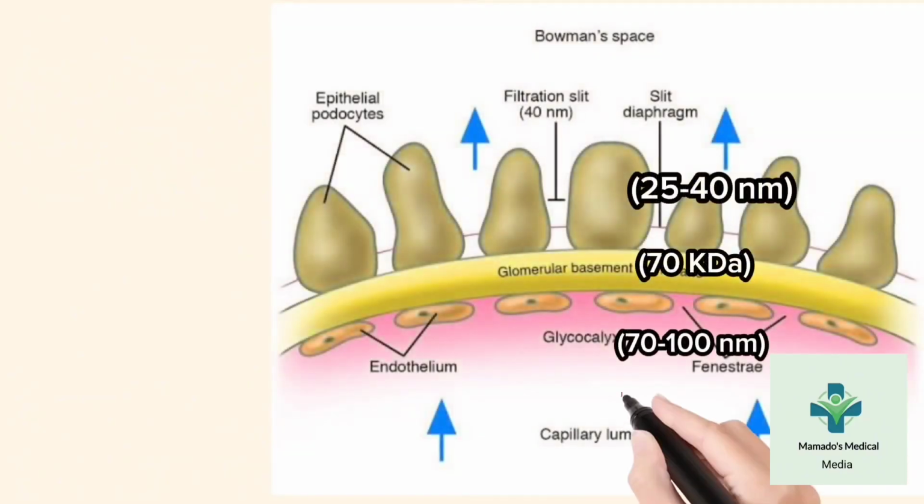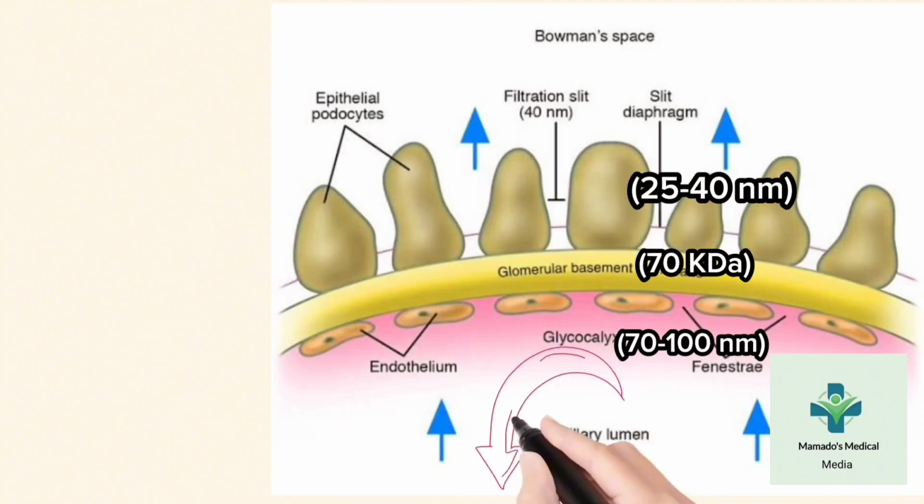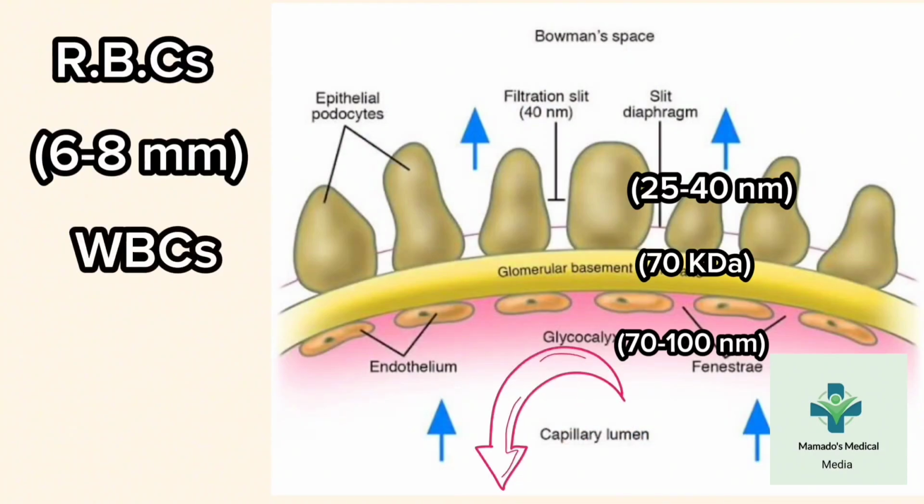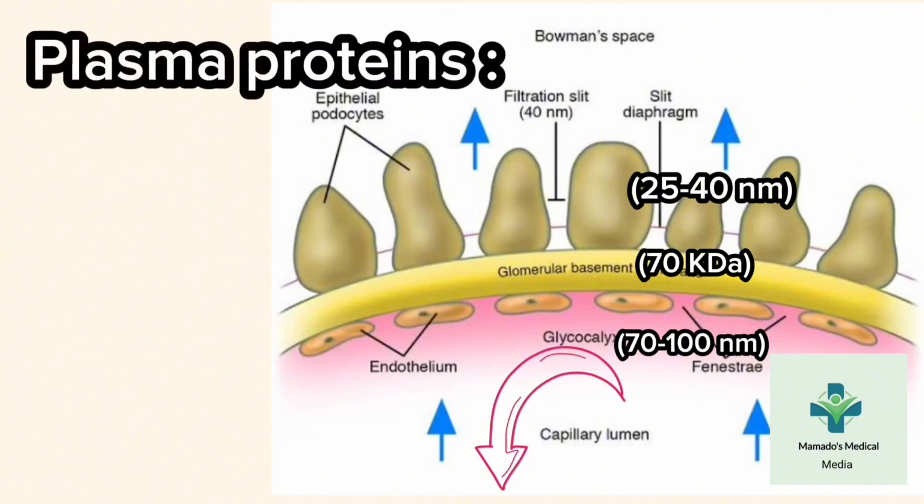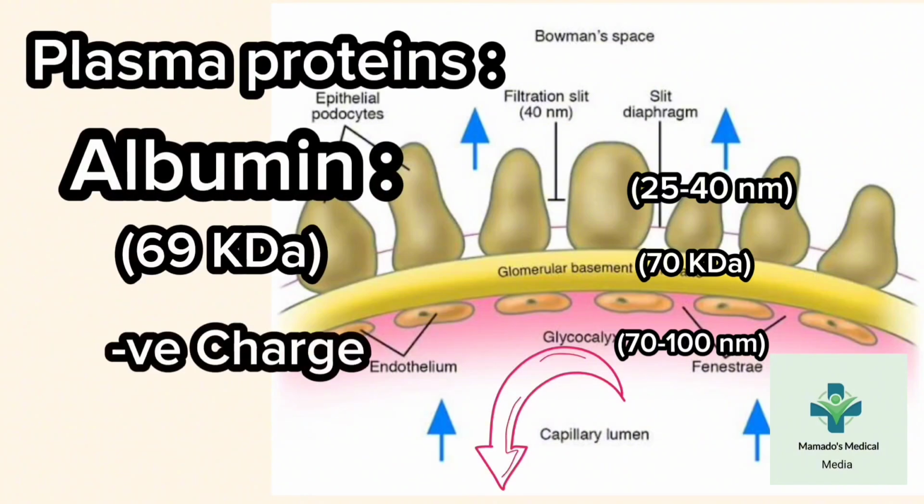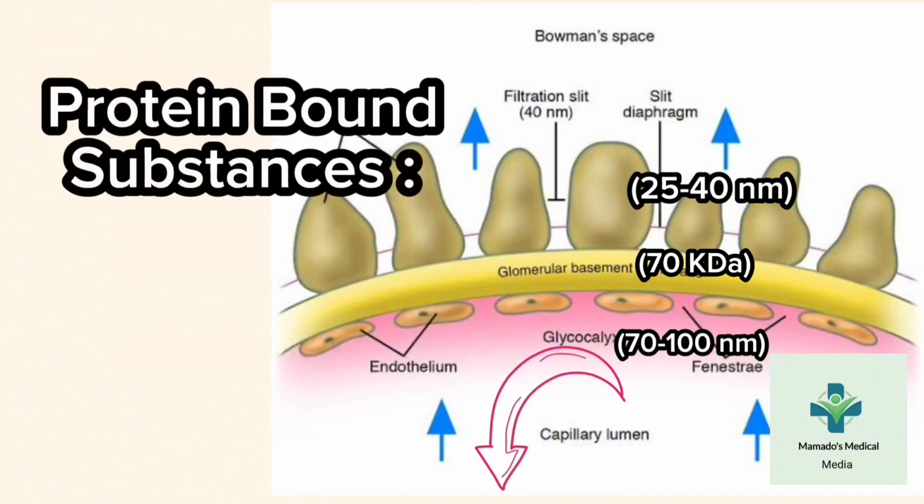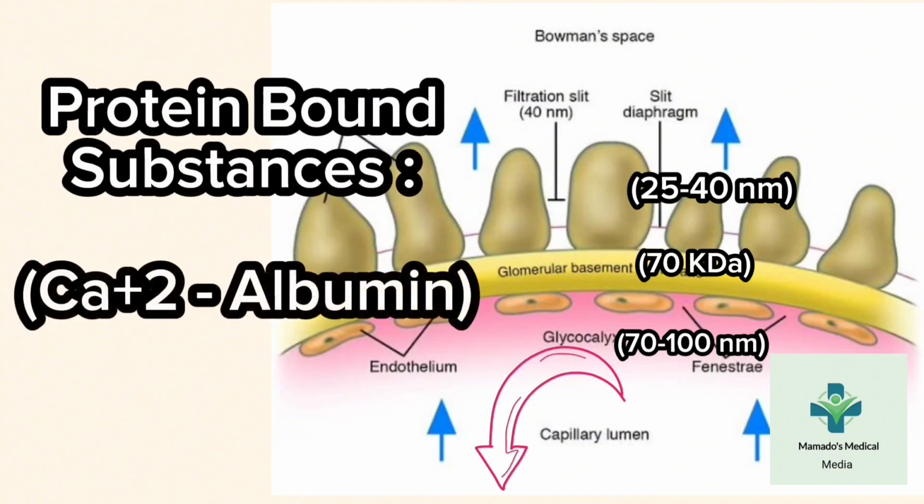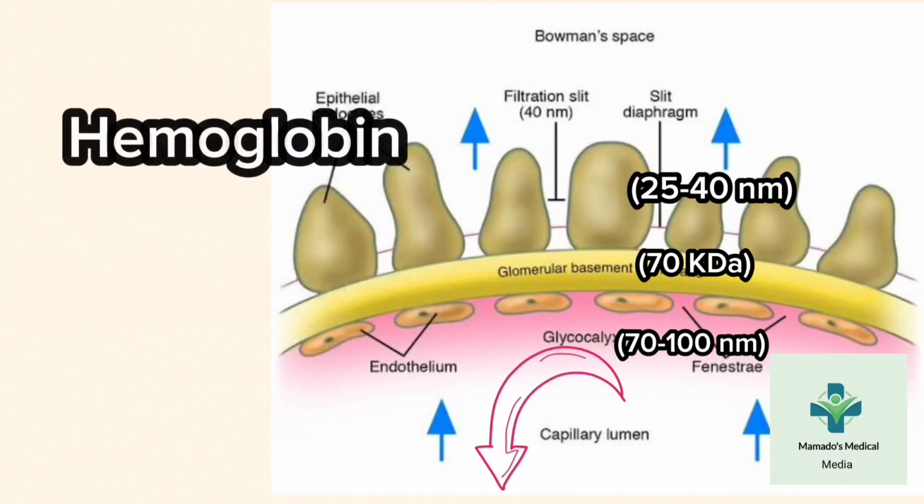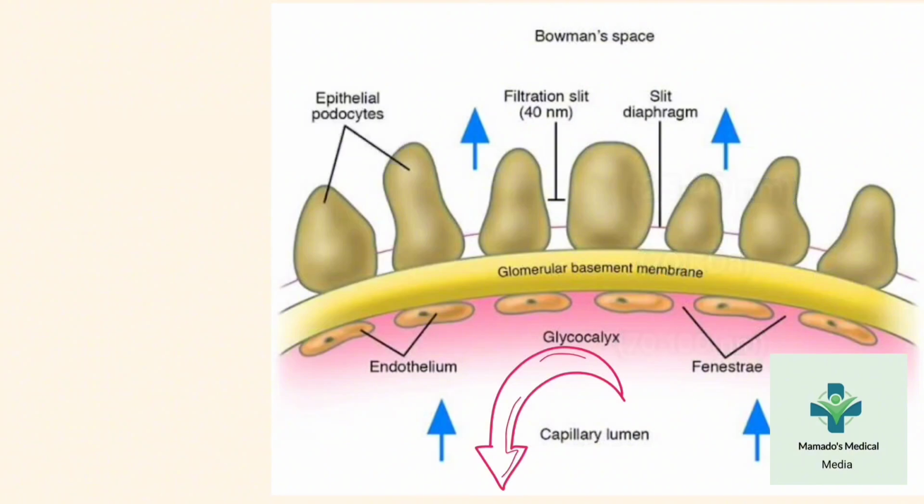Now let's talk about what cannot pass through. Blood cells, way too large, measuring over 6 to 8 micrometers. Plasma proteins like albumin, large and negatively charged. Protein-bound substances like calcium bound to albumin. Even free hemoglobin due to size and charge cannot make it through.